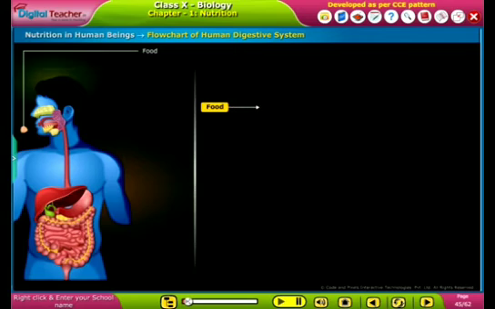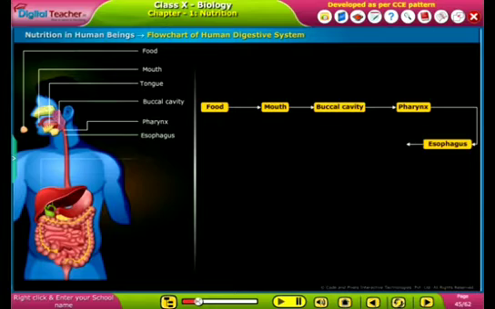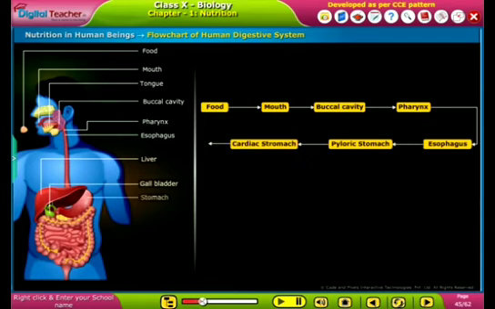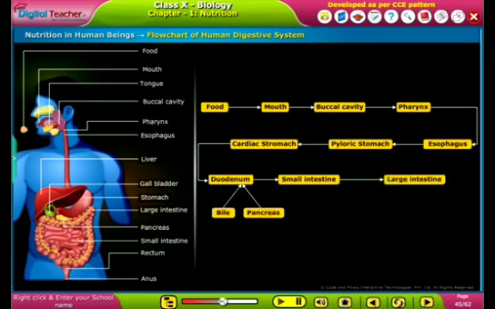The flowchart of the human digestive system is shown on the screen. Excess or improper intake of food causes health issues with the alimentary canal. Let us learn about all such aspects associated with the alimentary canal.